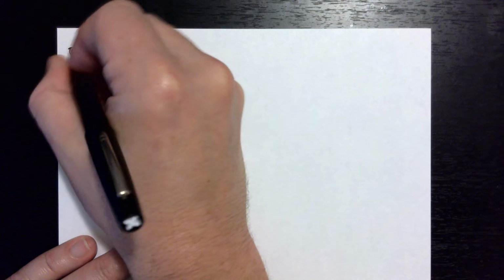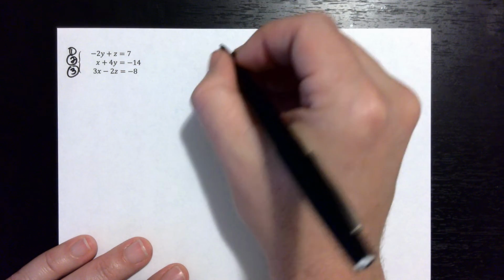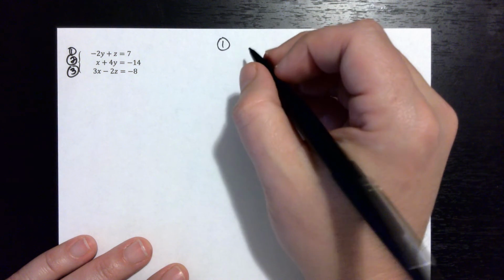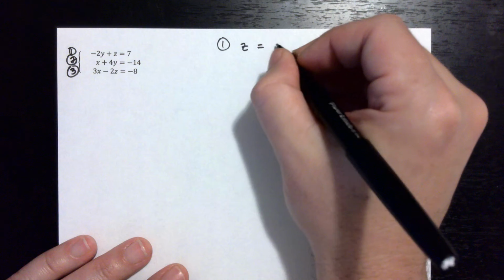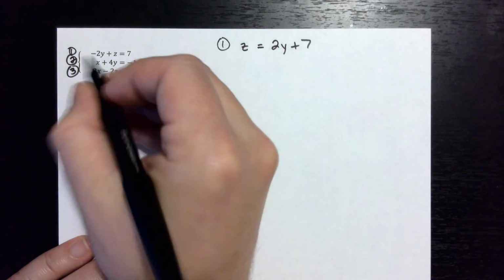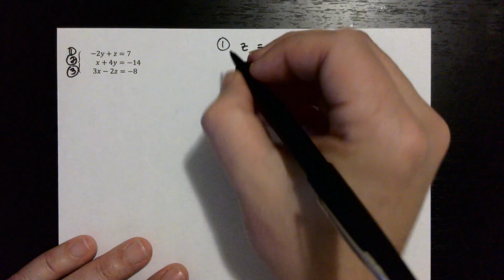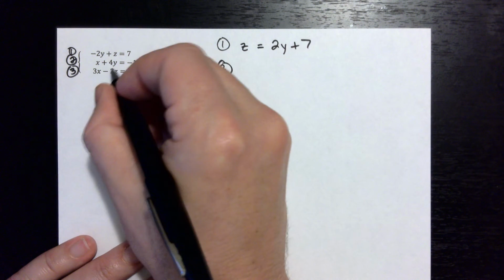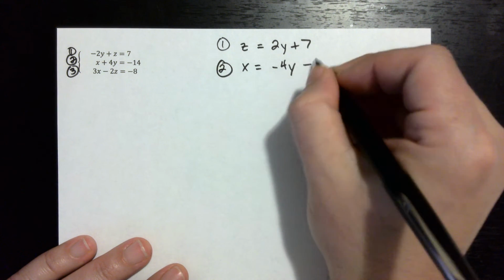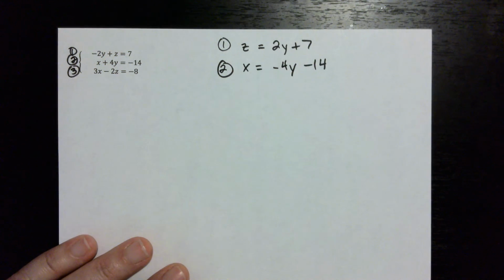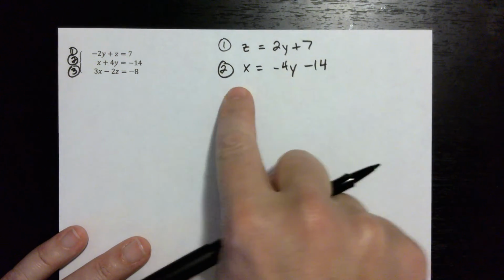So let's label those. Okay, so 1, if I solve it for z, I would have to add 2y to both sides. So z is equal to 2y plus 7. So I added it over to the other side. And 2, I would have to subtract the 4y. So x is equal to negative 4y minus 14. So that's 2. Just solve for z on 1 and x for 2.